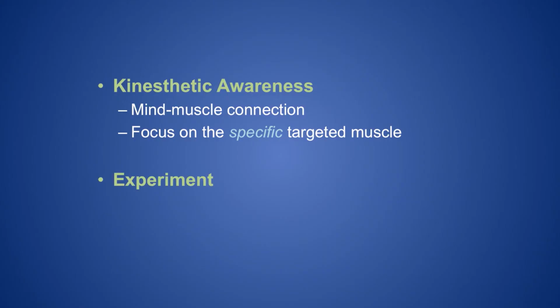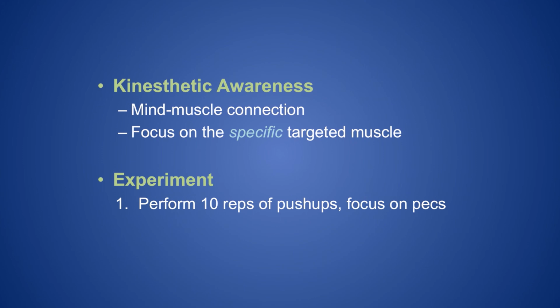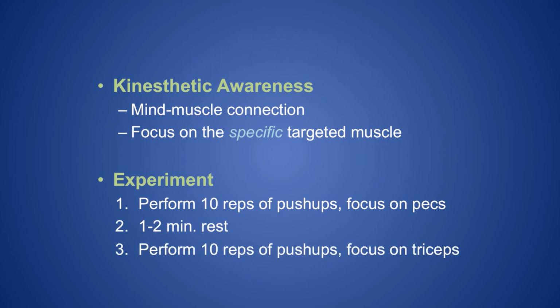Between now and our next module in Total Body Blueprint on flexibility, try a quick experiment on the mind-muscle connection. Perform 10 reps of push-ups, from the knees if need be, by first focusing on the pecs doing the work. Take a 1 to 2 minute rest and then do another set of push-ups focusing on the triceps. You'll discover how simply focusing on a specific muscle will change the feel of the movement.